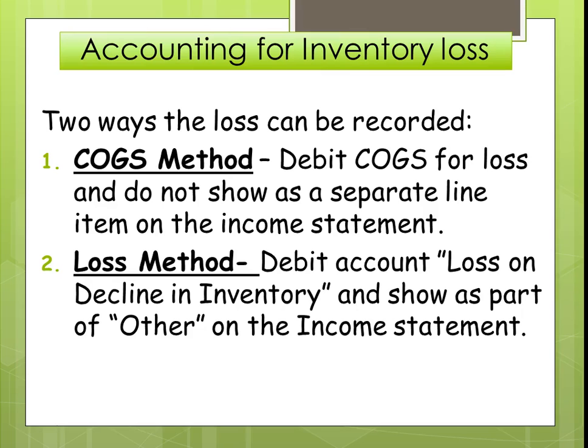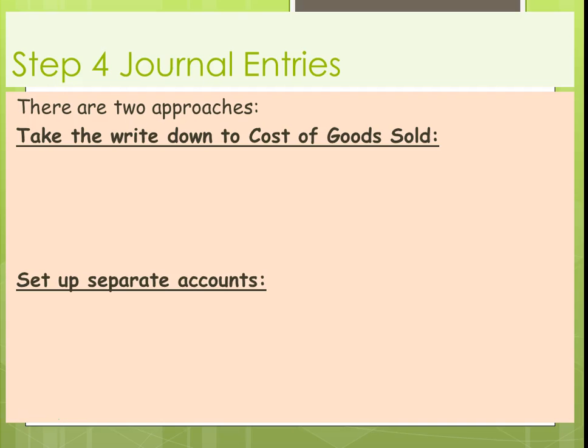If we use the loss method, we're going to debit an account called loss on decline in inventory, and this would be a line item as part of other on the income statement. So I want to show you what those journal entries are going to look like.